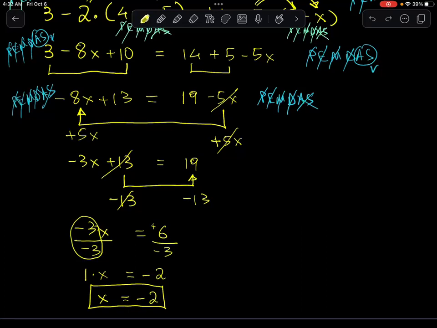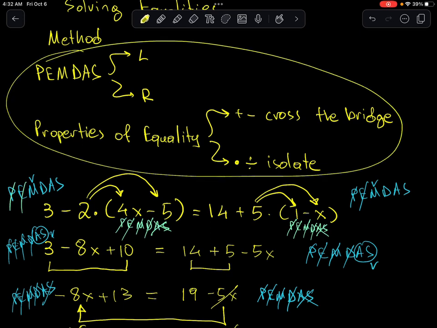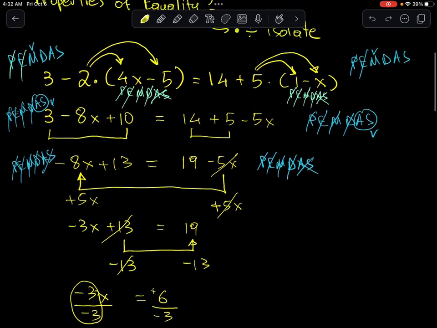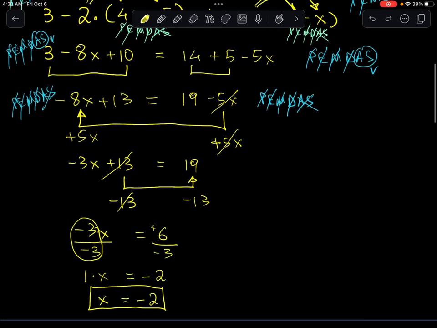Hi, in the previous video we saw a method of solving equalities, and that method was outlined here, and we applied this method to this example and we found this solution. Now we'd like to see whether this solution is correct. In other words, we'd like to confirm our solution, and we do this by plugging in.